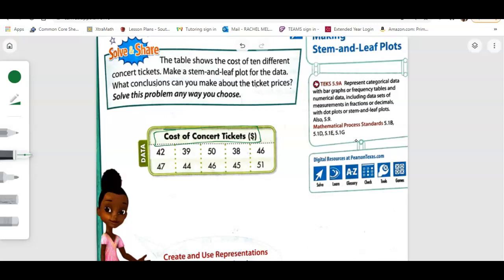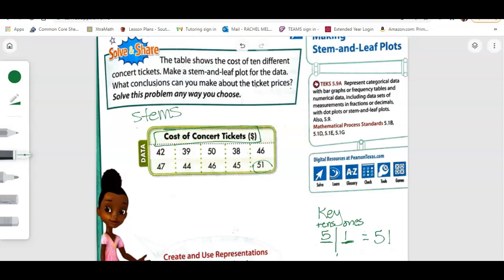Okay, so first I need to think about what I want my key to be. So I'm looking at each of these numbers and I can see that all of the numbers go to the tens place. So I think I want my key to be, this will be the tens and this will be the ones. Okay, so tens place, ones place. And I can just pick any random number up here. So I'm going to pick this one. And I put it in my key. So this would be a 5 in the tens place and a 1 in the ones place, and equals 51.